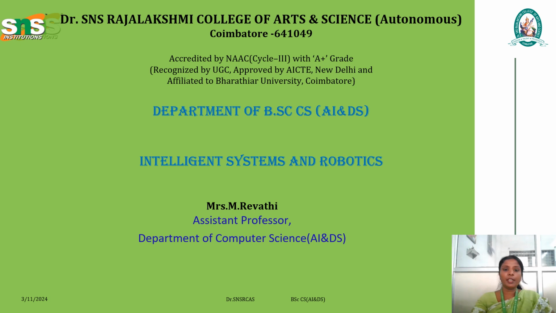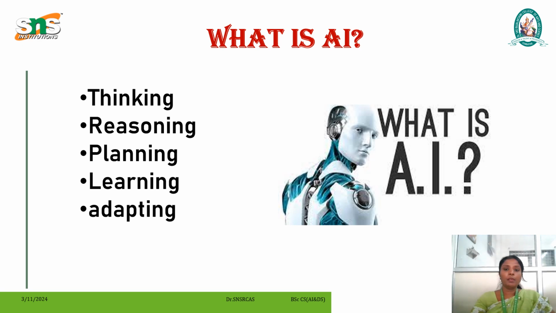In this series, we are discussing intelligent systems and robotics. In this class, we are going to see what AI is, that is, what artificial intelligence is. In general, it means a machine that exhibits some characteristics of intelligence: thinking, reasoning, planning, learning and adapting. It can also mean a software program that can simulate thinking or reasoning.